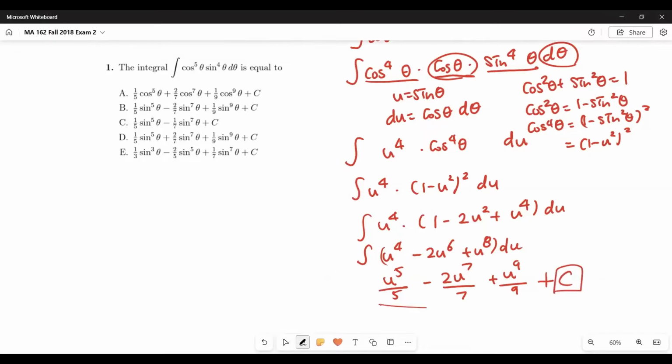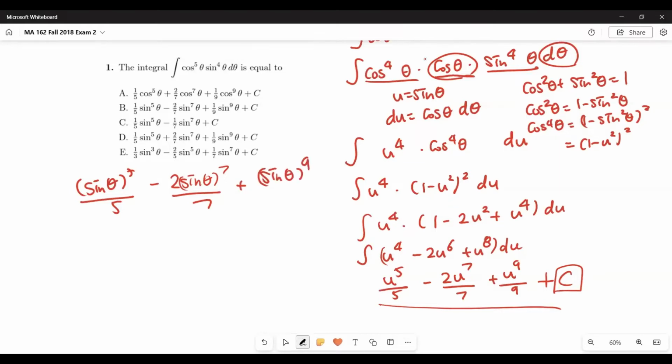So we have that, and since we originally put u as sine theta, this becomes sine theta to the fifth power over 5 minus 2 sine theta to the 7th power over 7 plus sine theta to the 9th power over 9 plus c. Okay, what is our answer? So sine to the 5th power over 5, okay, so it's not A and E, it's negative 2 over 7, so it's going to be B. So the answer for this question is B.